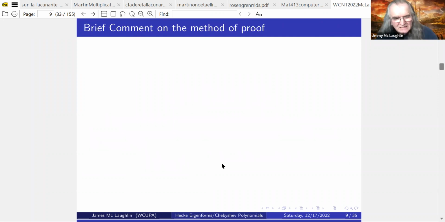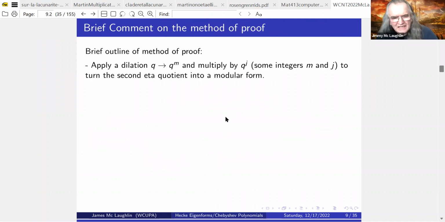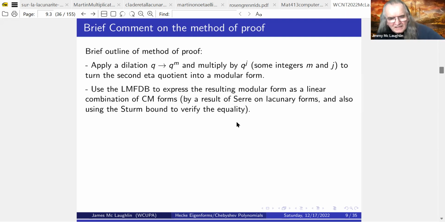Anyways, I want to just give a brief outline of how we prove these things. So we apply a dilation to the eta quotient, q to the q to the m, and multiply by an appropriate power of q to the j to turn it into a modular form. And then because of a result of Serre on lacunary forms, we were able to experimentally express these as a linear combination of CM forms, and then using the Sturm bound, verify the equality.